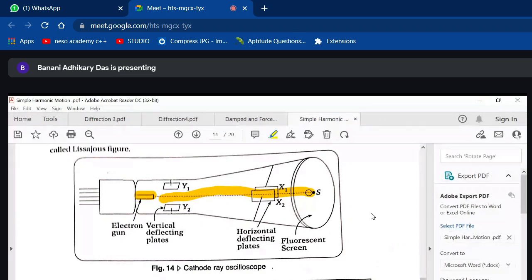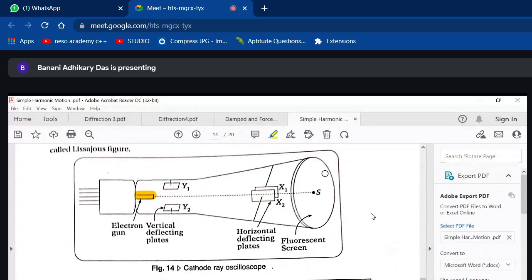So what happens whenever an electron hits this screen, say at the point S, it lights up. It's called scintillation. Okay, so it scintillates, and you can see the position of the electrons hitting the screen at the point S under no voltage situation.